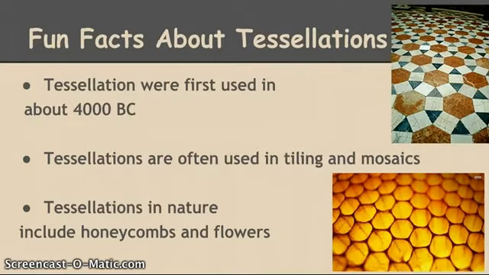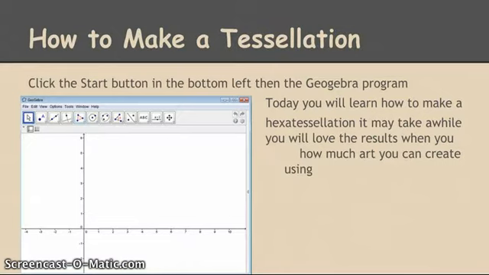Okay, and here are some facts about tessellations. Tessellations were first used in about 4000 BC. Tessellations are often used in tiling and mosaics. Tessellations in nature include honeycombs and flowers. How to make a tessellation.